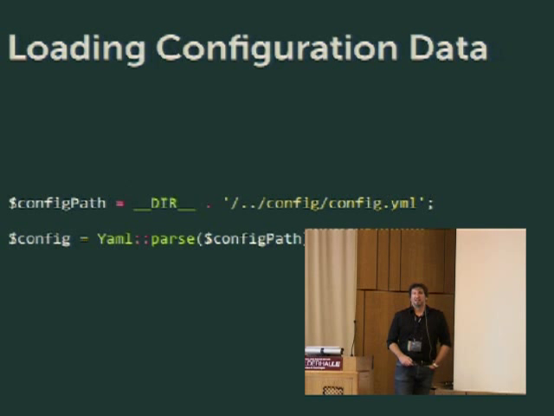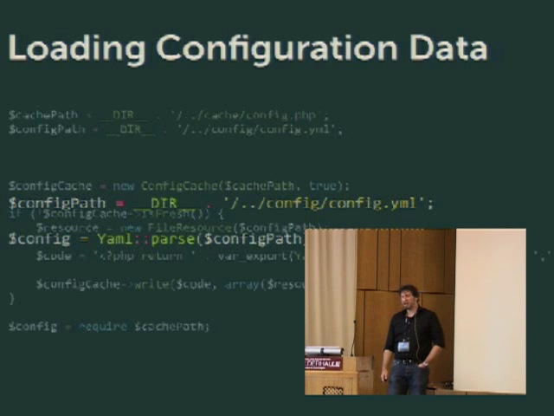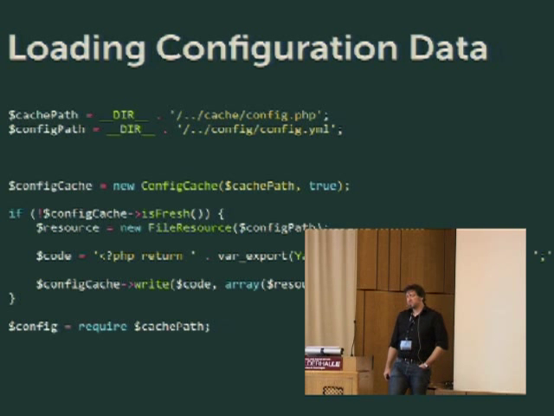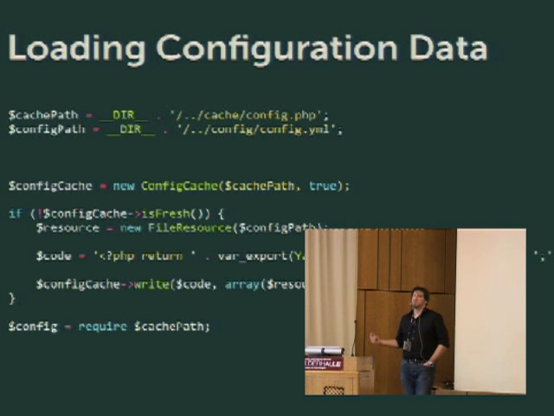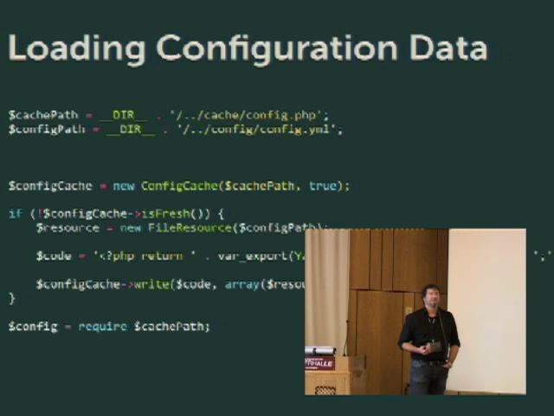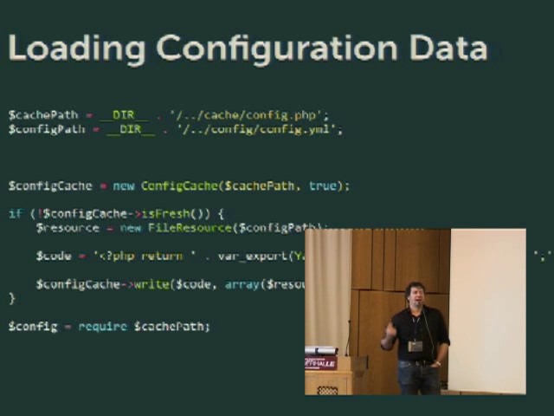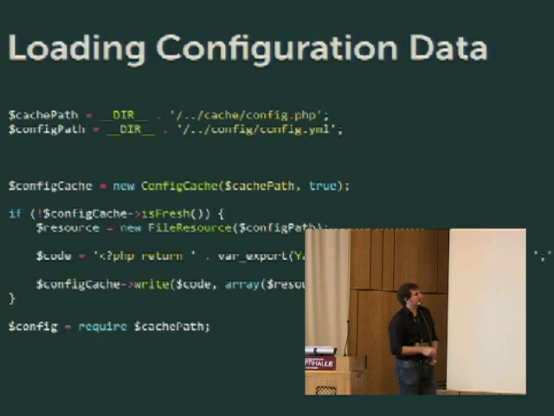Just loading the data from a YAML file is really simple. This will just provide you with an array, a hash map, and integrating that into the config component is not that much more difficult. Again, we have a caching mechanism, really similar to the routing mechanism, where you have a compiled PHP file. In this case, I'm determining the format of the cached file myself.